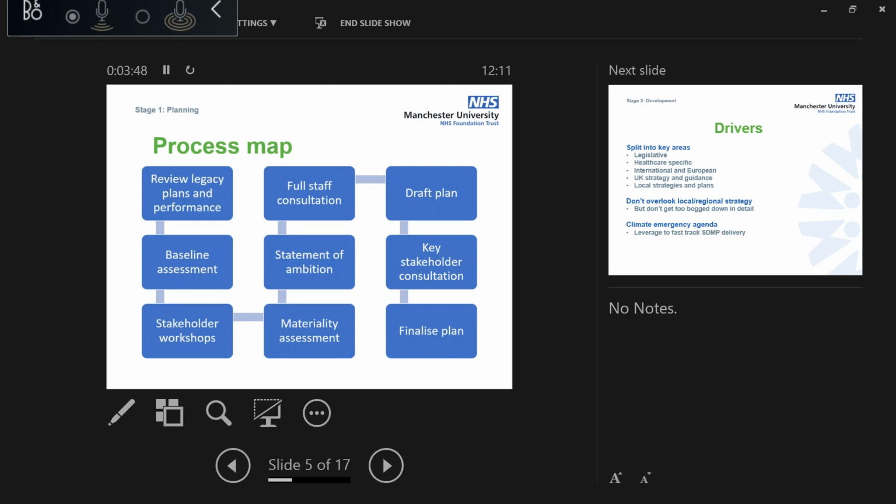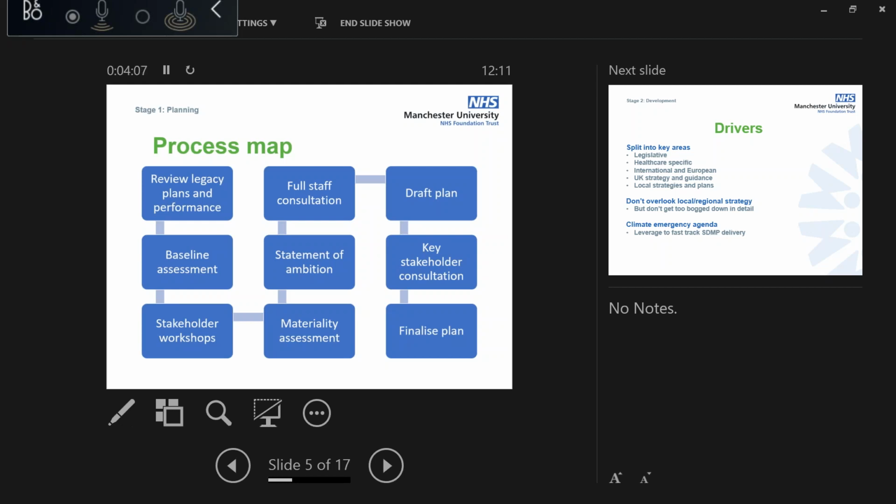And then we looked at performance against the Sustainable Development Assessment tool. And at that point, we also took into account other organisational strategies that were relevant. Things like equality, diversity and inclusion, and nutrition and hydration, anything that really would have a sustainability element to it. We then convened some workshops.